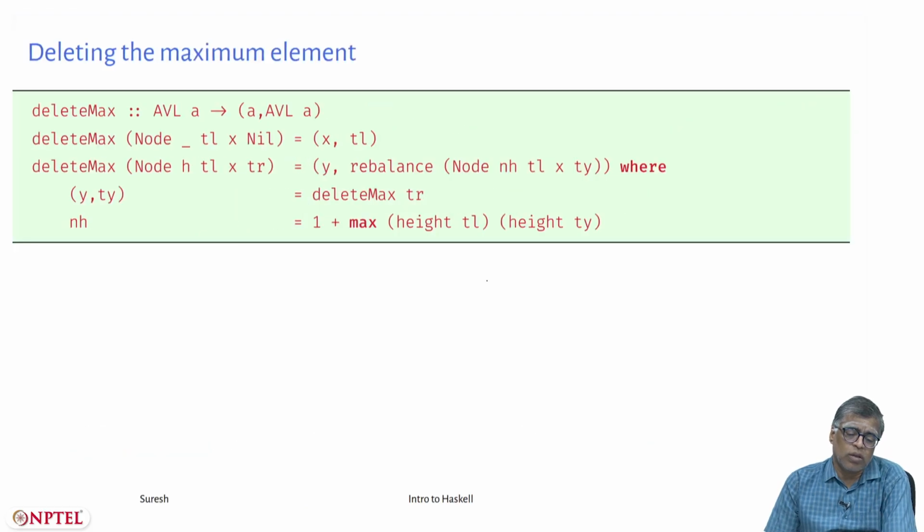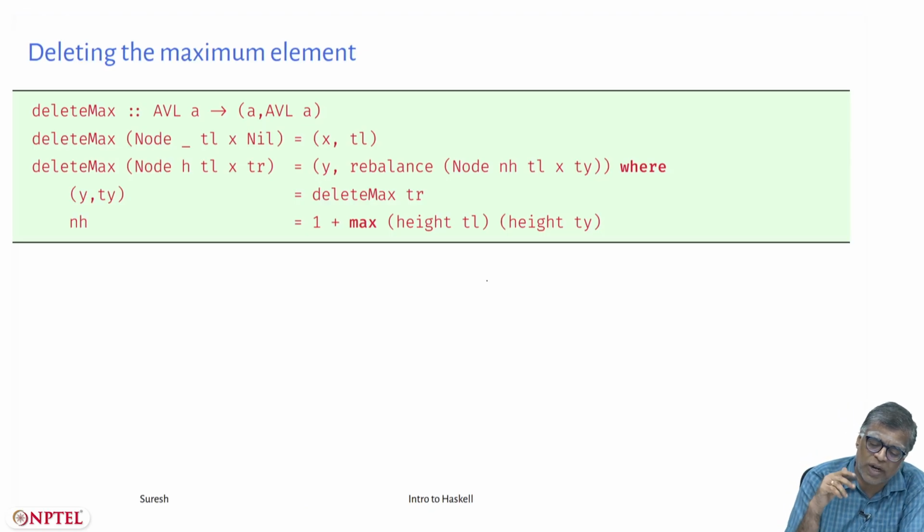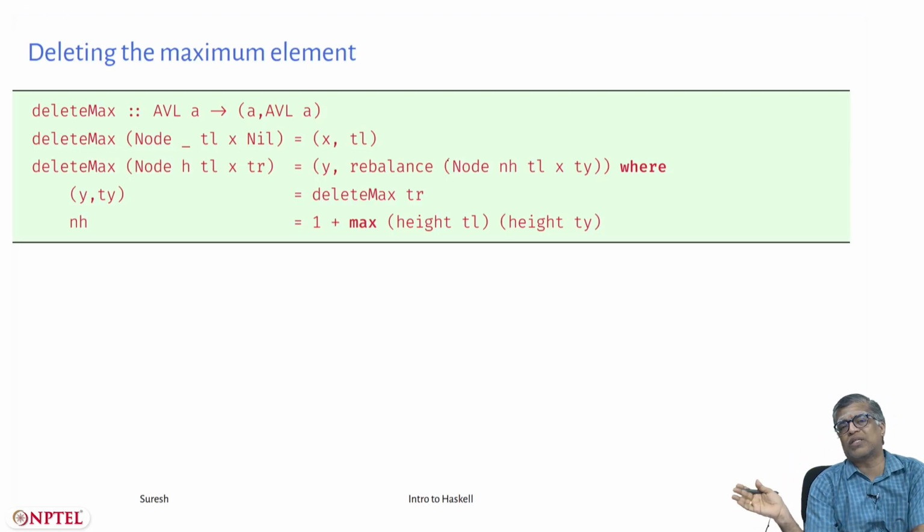Okay. So now insert is done. Delete max is just the same as usual, except that we need to readjust the heights every time. So delete max of node TL x nil is x comma TL. x is the maximum element and TL is the residual tree after you removed x. Delete max of node h TL x TR is y, and rebalance. Yes, even here you have to rebalance, because you deleted something and heights might have changed and you have to rebalance.